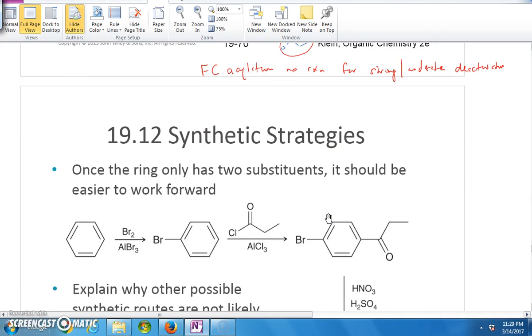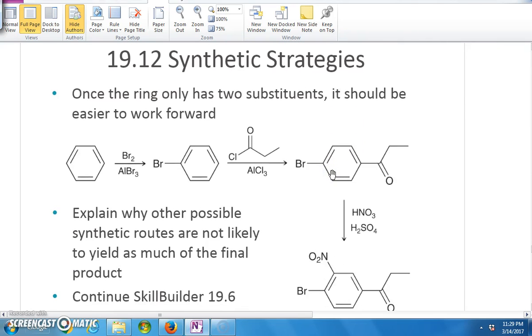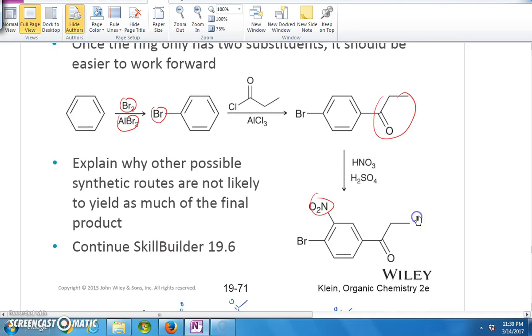Now, once the ring has only two substituents, it should be easier to work forward. So you have bromination with aluminum bromide. This is bromobenzene, and then you have the acyl group there. Then you can put in the nitro group just like what we explained earlier.